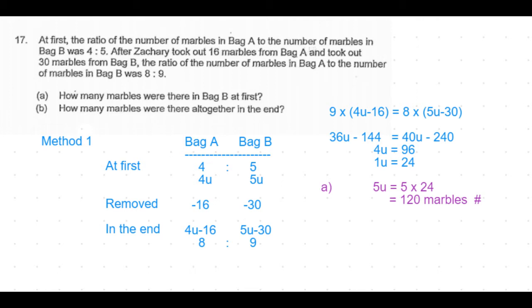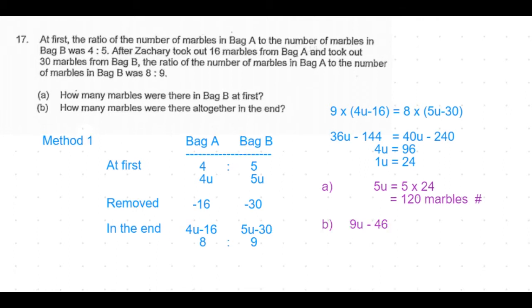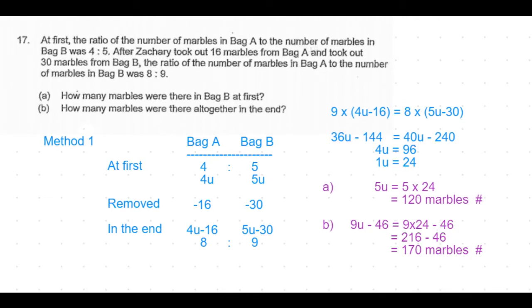Part B, how many marbles were there altogether in the end? In the end, we see that there are 4 units minus 16 in bag A and 5 units minus 30 in bag B. So together is 9 units minus 46. So 9 units is 9 times 24 minus 46, which is 216 minus 46. It is 170 marbles altogether in the end. So this is the easier method and this is the first method.